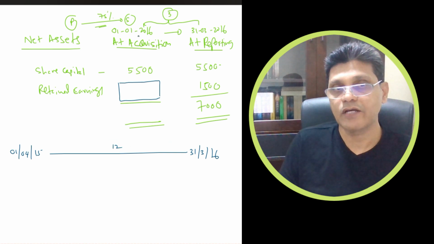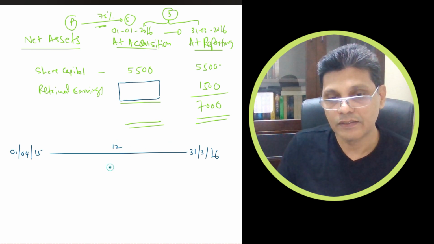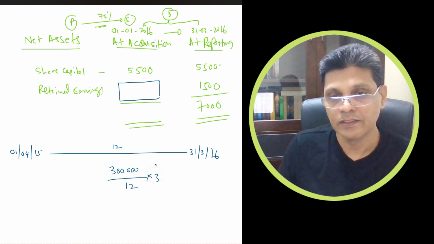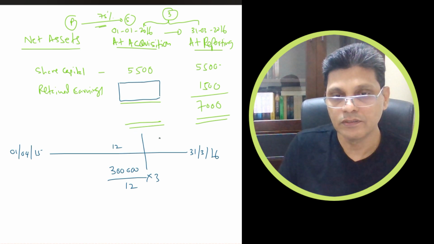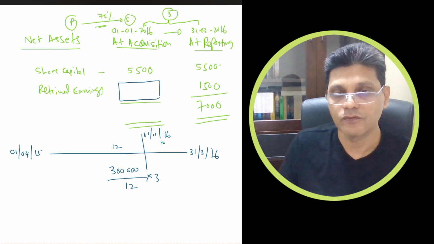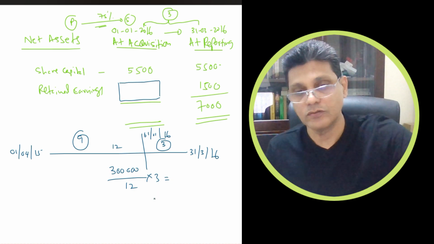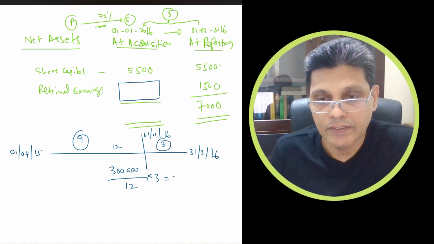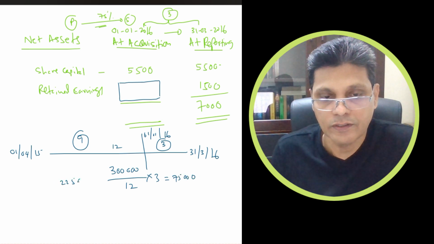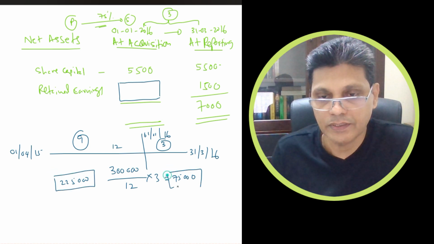So this company was acquired on 1st January. Therefore this 300,000, if you divide by 12 times 3, will be this portion. This is 1st January 2016 for a 3 months period, and this is for a 9 months period. So the 3 months period is going to be how much? 300,000 divided by 12 times 3 will be 75,000, and here 225,000 for the 9 months period, and this is for the 3 months period, 75,000.